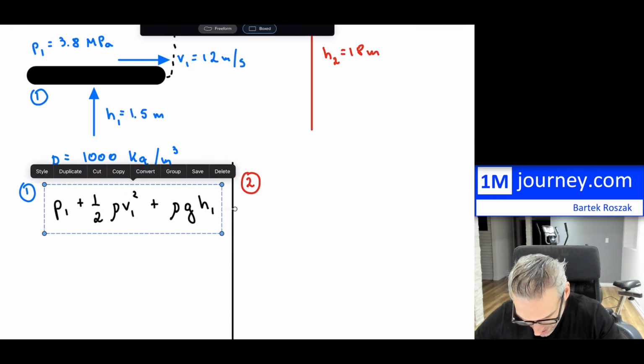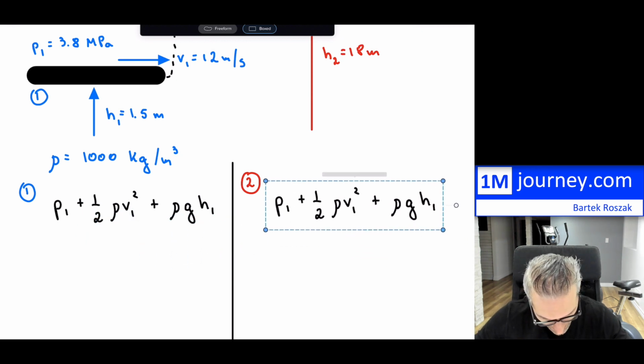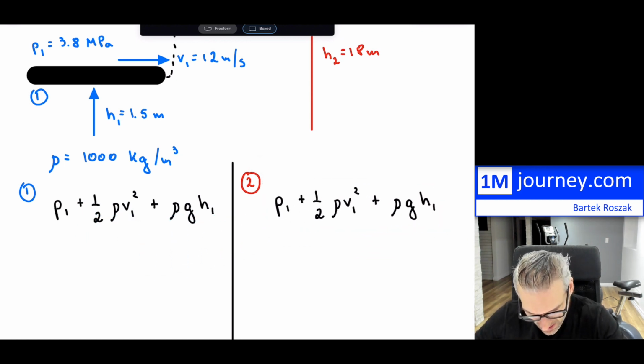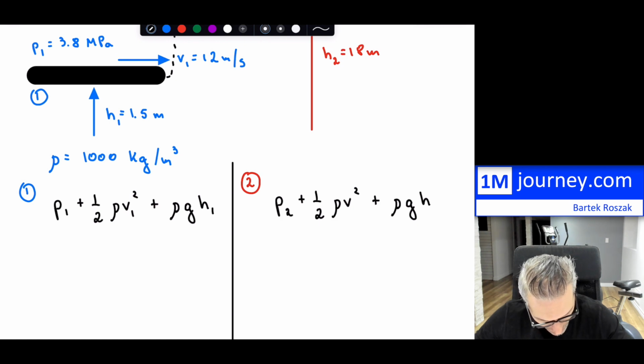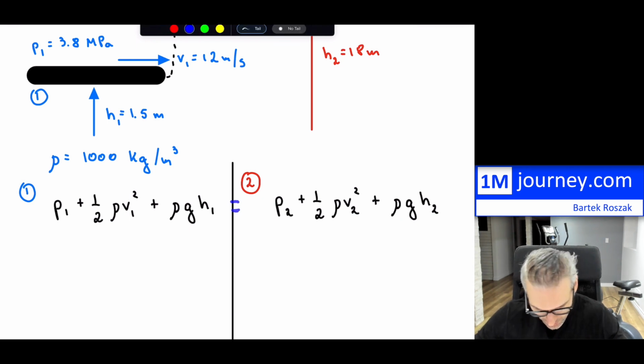So if this is constant, I'm going to duplicate this back in here. That means the left-hand side and the right-hand side are going to be equal. The only thing I'm going to change right here is that this is pressure 2, speed 2, and then this is height 2. And these two are equal to each other.